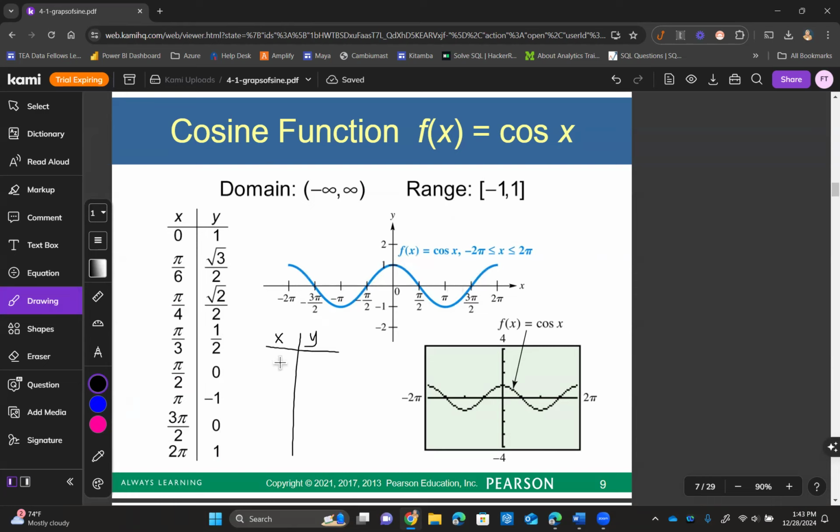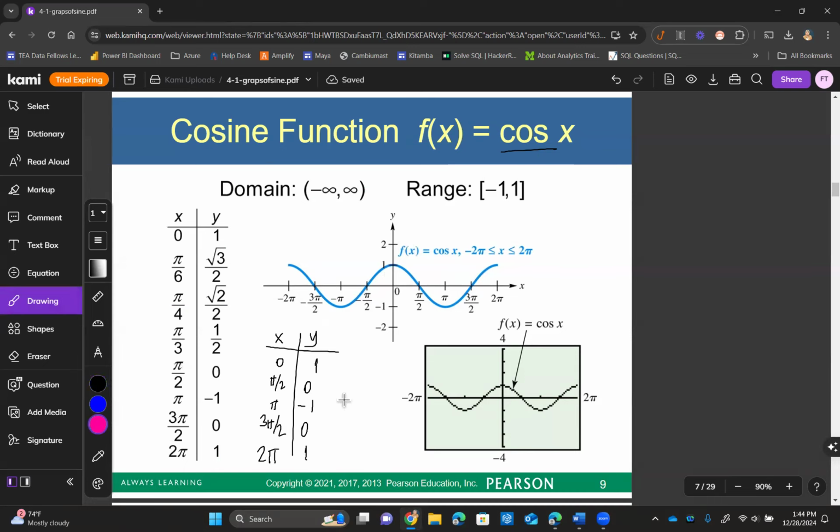I'm going to use the same 5 angles, 0, pi over 2, pi, 3 pi over 2, and 2 pi. And I'm going to evaluate the cosine values for these angles only. Cosine of 0 is 1, cosine of 90 is 0, cosine of pi is negative 1, cosine of 3 pi over 2 is 0, cosine of 2 pi is, we're back to positive 1.